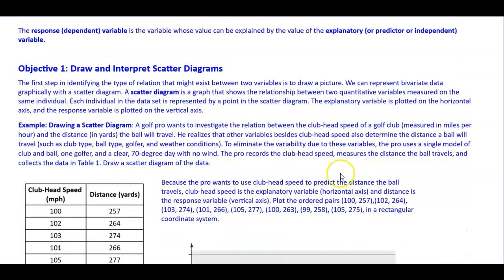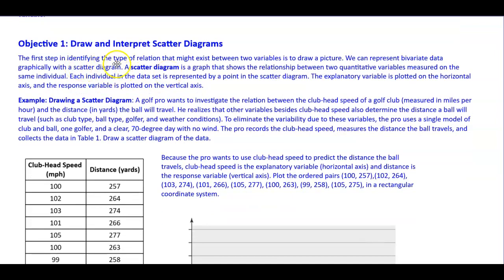Objective 1. We want to draw and interpret scatter diagrams. The first step in identifying the type of relation that might exist between two variables is to draw a picture. We can represent bivariate data graphically with a scatter diagram. A scatter diagram is a graph that shows the relationship between two quantitative variables measured on the same individual. Each individual in the data set is represented by a point in a scatter diagram. The explanatory variable is plotted on the horizontal axis, and the response variable is plotted on the vertical axis.